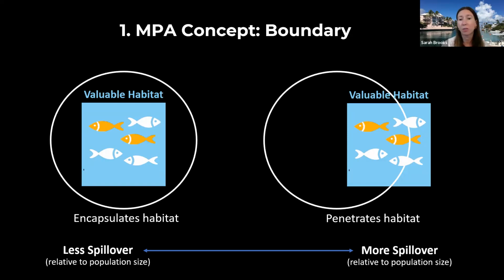When designing MPAs with fisheries management in mind, they might benefit from having some valuable habitat inside the MPA and some outside to enhance those spillover benefits. So in this case, while the example on the right is perhaps not quite as good for biological conservation, there would be more spillover relative to the population size, which might benefit fisheries. And so it's about finding the right balance depending on what your objectives are.